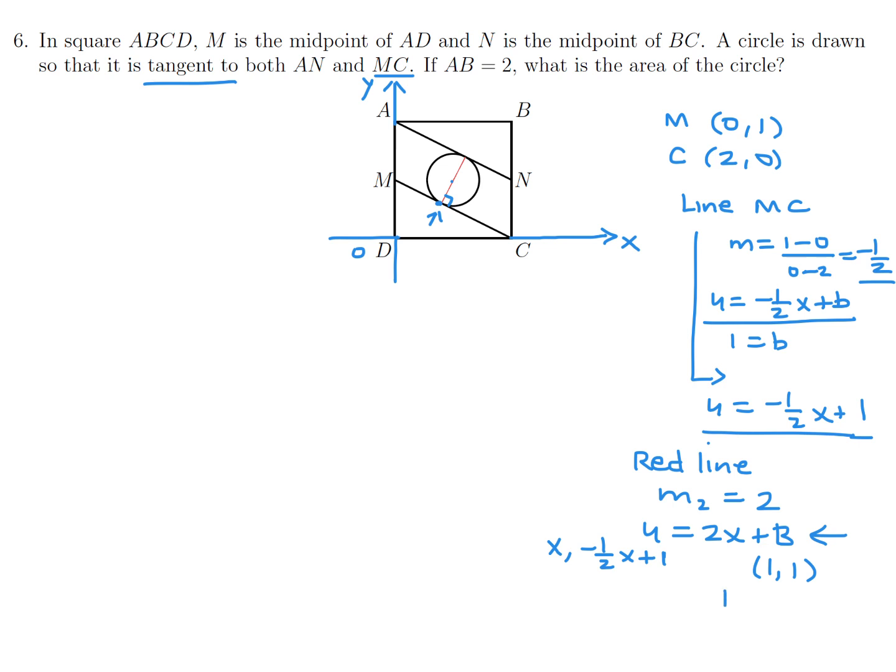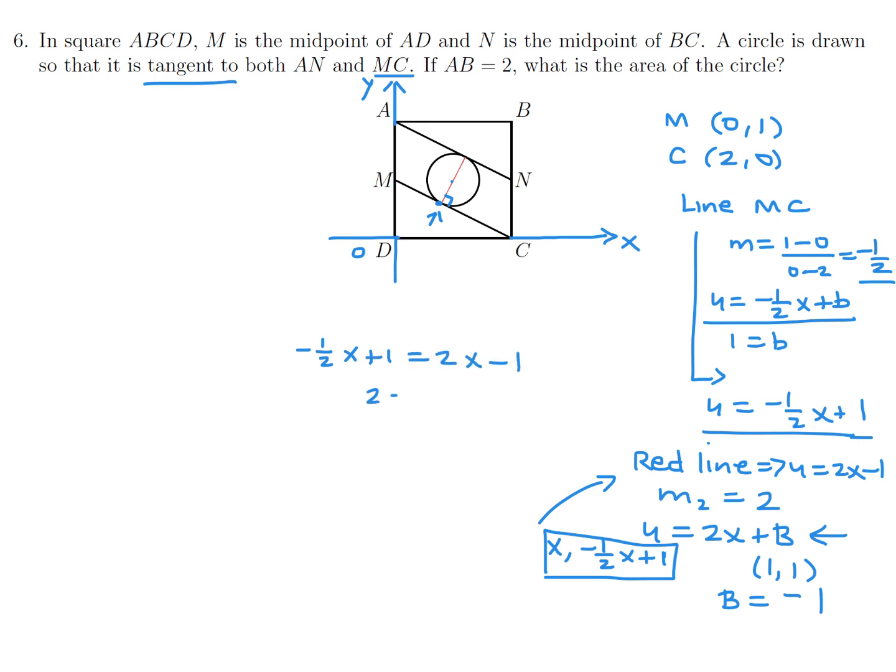So that would mean that b would be equal to negative 1. Yeah, so the equation of the red line would be y = 2x - 1. And then this point satisfies it, so we can sub that into there. And when we do, we get -1/2 x + 1 = 2x - 1.